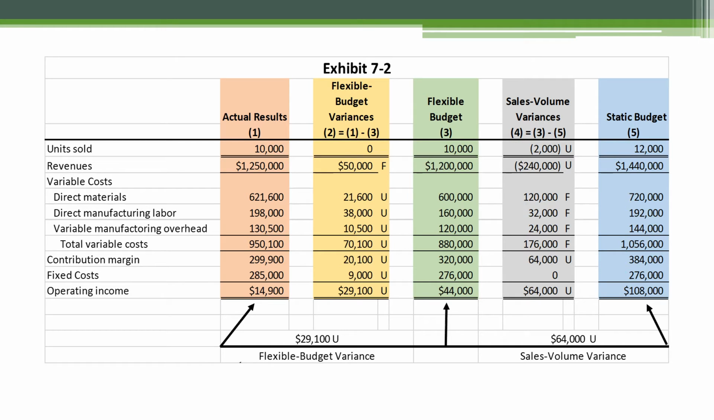But now that we're comparing the flexible budget to the actual results, you can see that there was a change in fixed costs between what we had budgeted and what actually happened. So now we have a $9,000 unfavorable variance in fixed cost. When you sum all this up, you get your $29,100 unfavorable operating income, an unfavorable flexible budget variance.